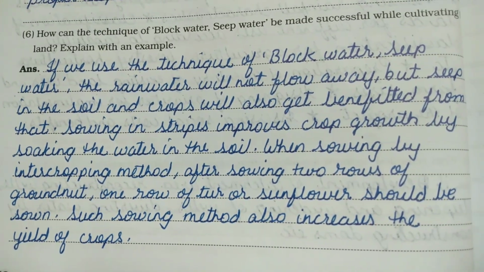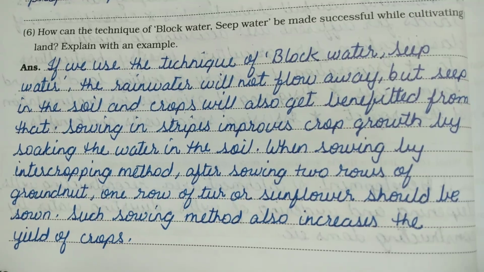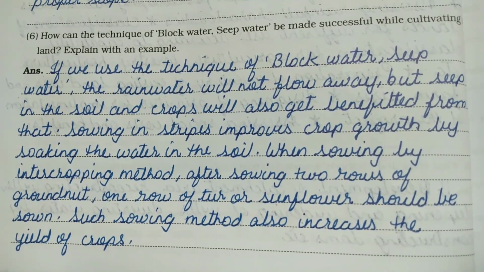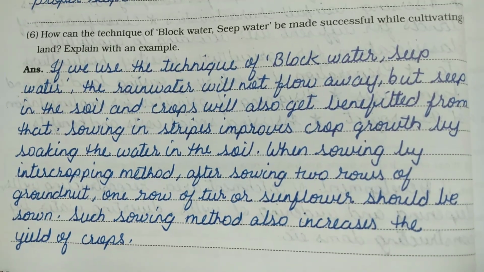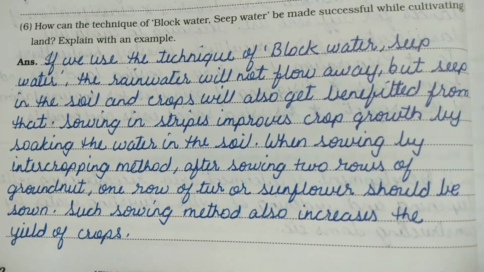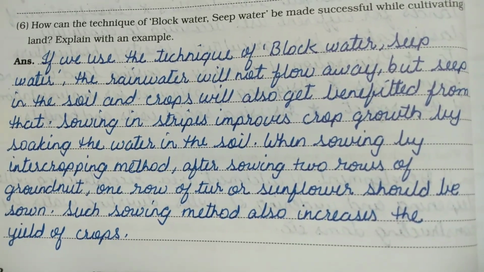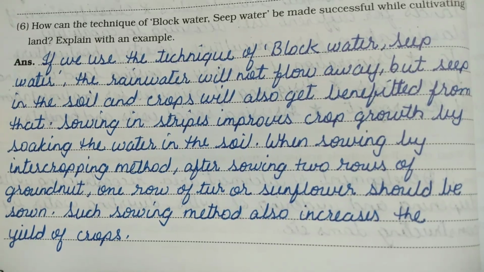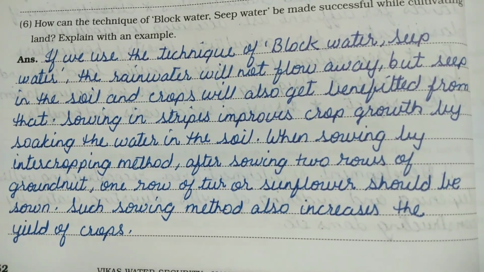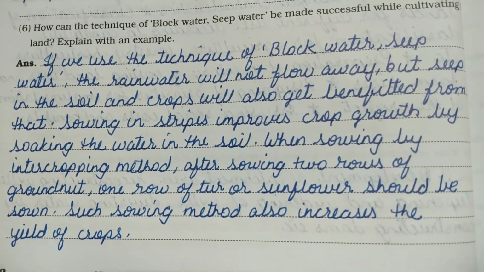And the sixth and last question of this lesson is, how can the technique of block water, seep water be made successful while cultivating land? Explain with an example. If we use the technique of block water, seep water, the rainwater will not flow away but seep into the soil, and crops will also benefit from that.